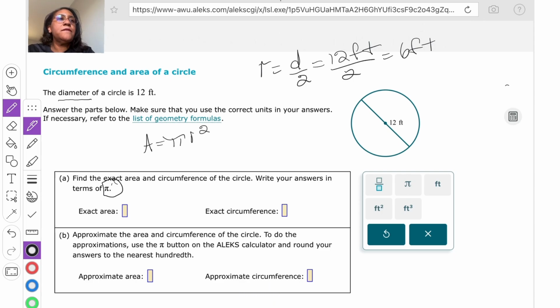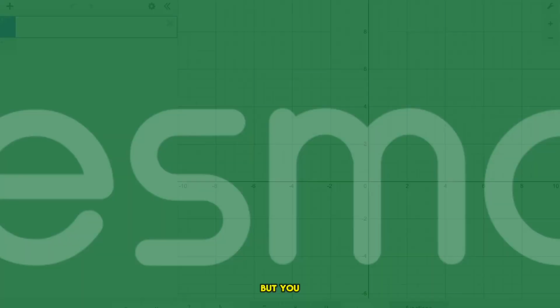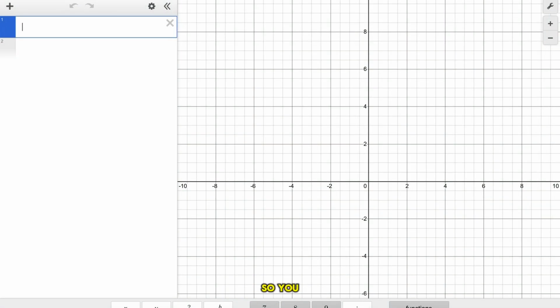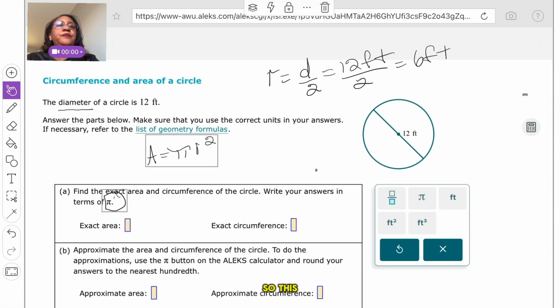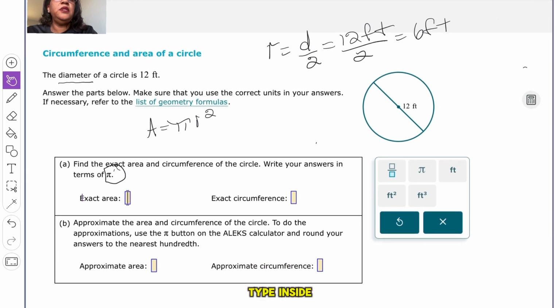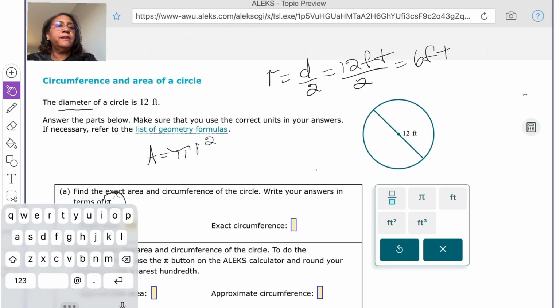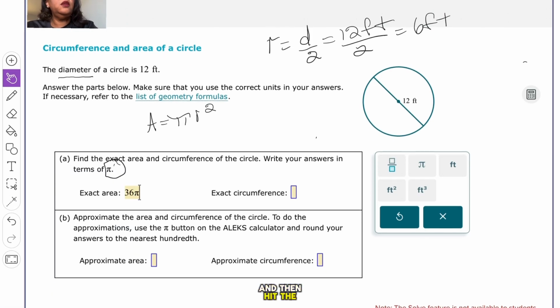Now you can use that calculator if you like, but I like the Desmos calculator. You can use the graphing calculator or the Desmos Scientific Calculator. What you would do is just do 6 squared, because you don't need to put pi in here. If you put pi in here, it's going to change it to a decimal. So you see that 6 squared is 36. So this exact area, if it lets me type inside, and then hit the pi symbol.